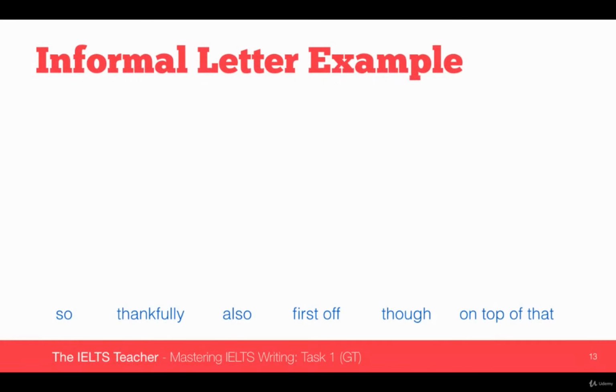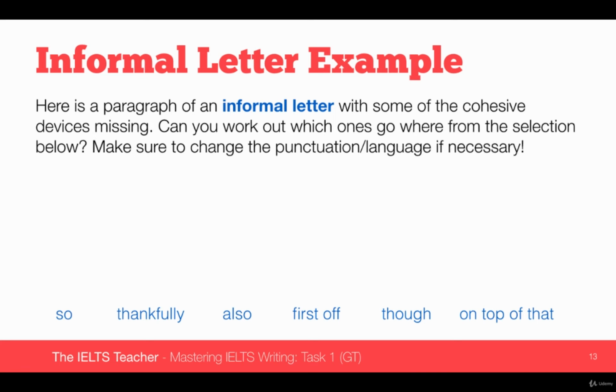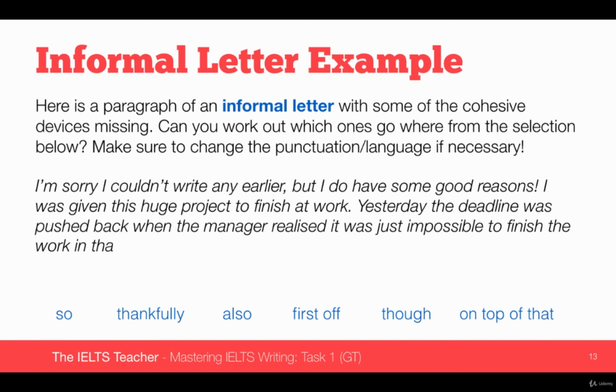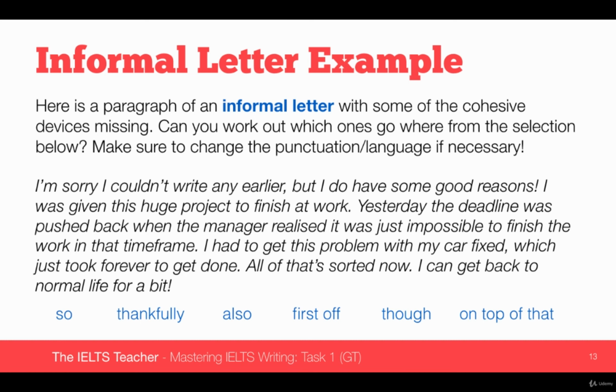Okay, so as I said, we're going to have a look at some examples. You can see some cohesive devices along the bottom of the screen here. The reason for that is that we're going to have a look at a paragraph of an informal letter with these devices missing. Can you work out which ones go where from the selection? Make sure to change the punctuation or the language if necessary. Okay, so here is the paragraph. I'll just leave the paragraph here. We'll read it out in a moment. See if you can work out which cohesive devices go where. You might want to pause the video here and return in a moment.